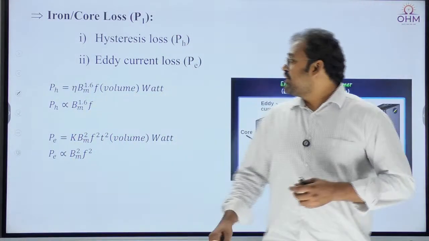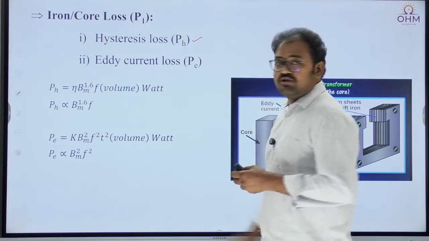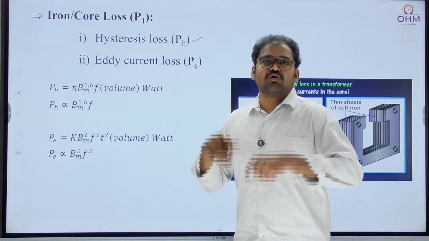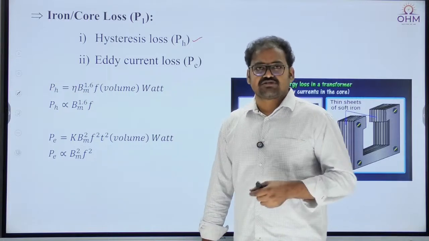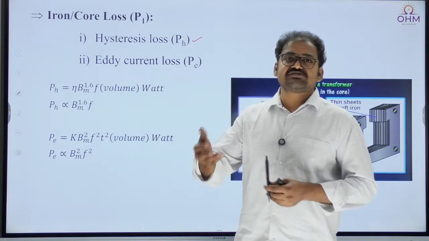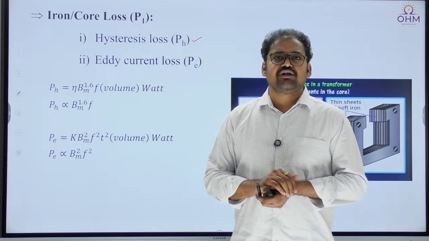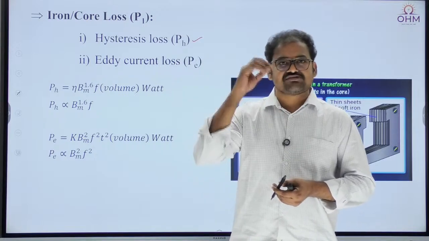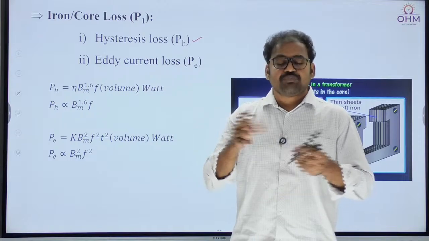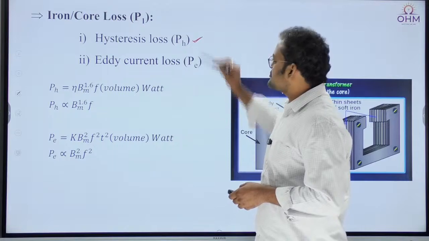One is hysteresis loss. Hysteresis loss means it is the power loss produced within the core medium of the transformer due to alternating magnetization. Because we are exciting the transformer with AC supply, the magnetic dipoles inside the core medium have to change their orientation from one side to another side for every half cycle. Because of that some power loss takes place. We call it hysteresis loss.